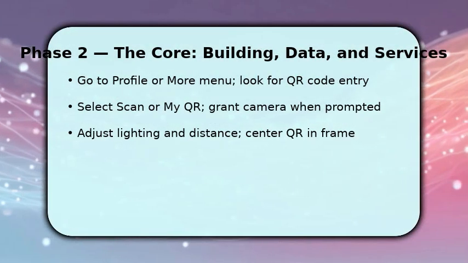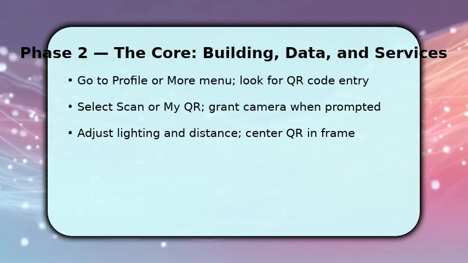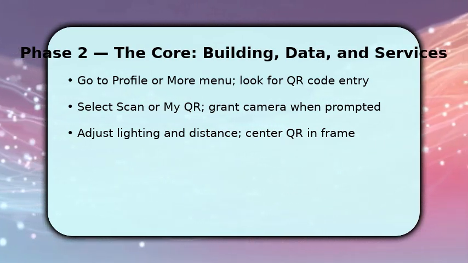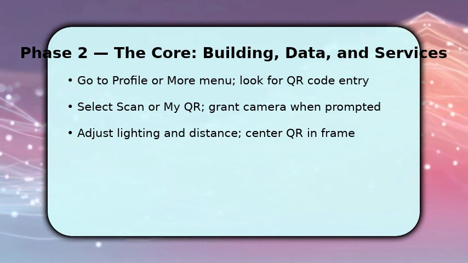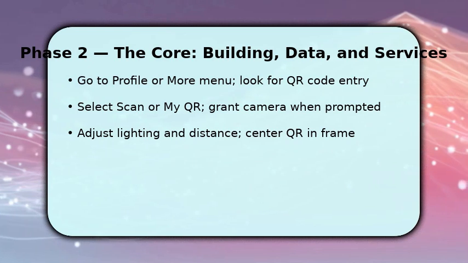You now navigate to the QR entry point. Open your profile, tap the three-line menu, then choose QR. When you see options, pick Scan to read another code or My QR to view your code. Grant camera access if asked.